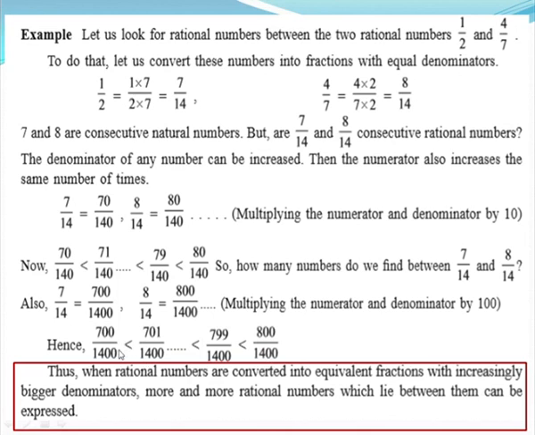It means still if you increase the denominator, that is if you multiply both the numerator and denominator by 1000, you will get many more rational numbers between them. If you multiply both of them by 10,000, 1 lakh and so on, the number of rational numbers between the given two rational numbers will increase. Hence, when rational numbers are converted into equivalent fractions with increasingly bigger denominators, more and more rational numbers which lie between them can be expressed.